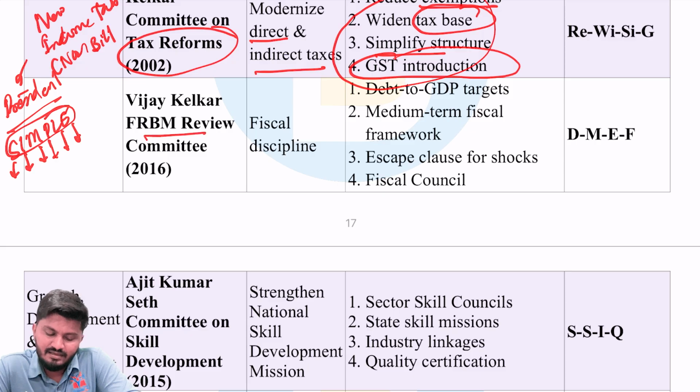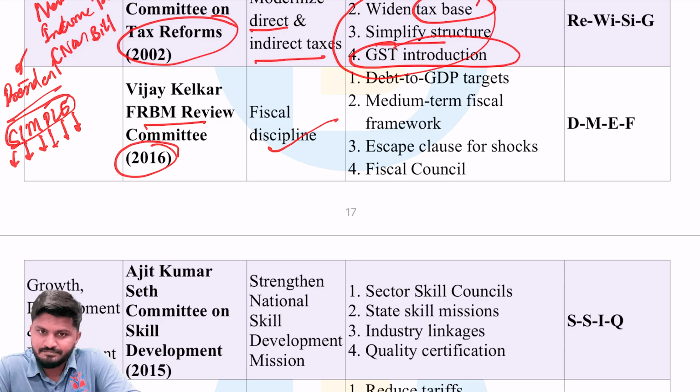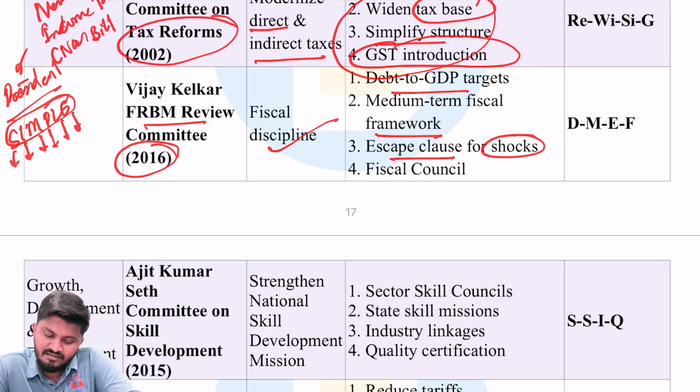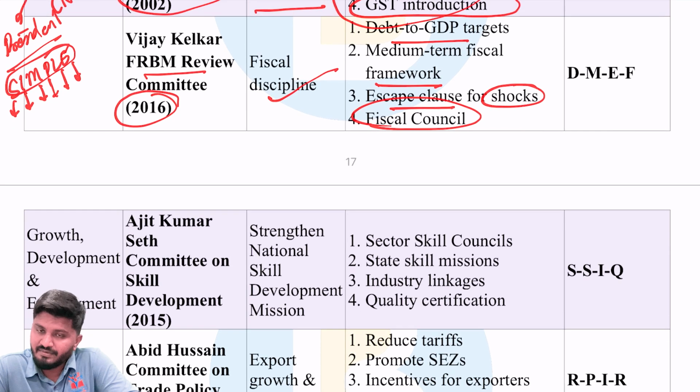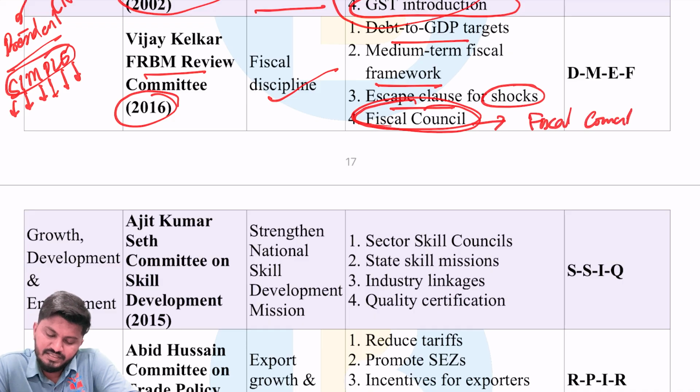Next is the Vijay Kelkar FRBM Review Committee, again the Kelkar Committee, of 2016. The aim was fiscal discipline. What is FRBM? Fiscal Responsibility and Budget Management Act. The recommendations were fixed debt-to-GDP targets, a medium-term fiscal framework, an escape clause for shocks, and fiscal councils. All these things were recommended by the Vijay Kelkar Committee, and now there is a demand for establishment of a fiscal council so that it addresses the issues related to fiscal responsibility and budget management.